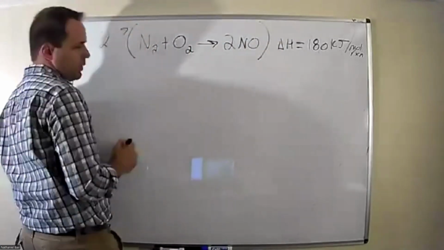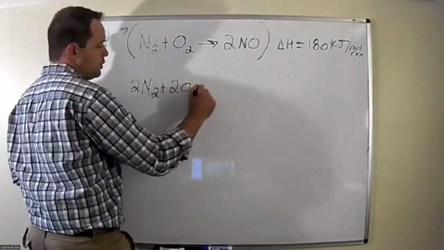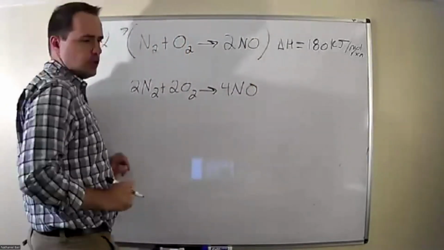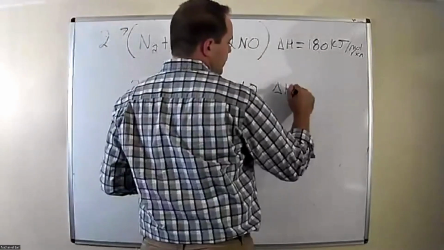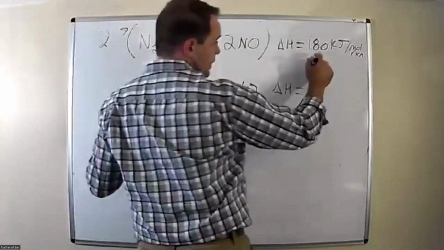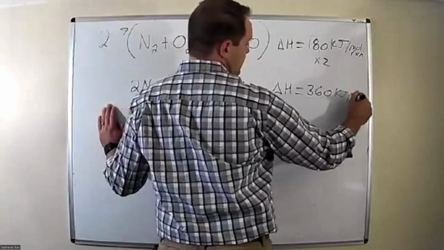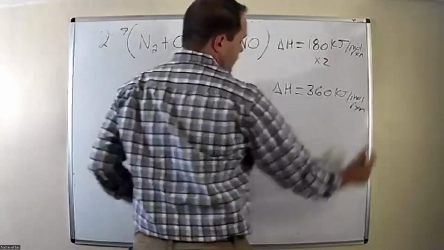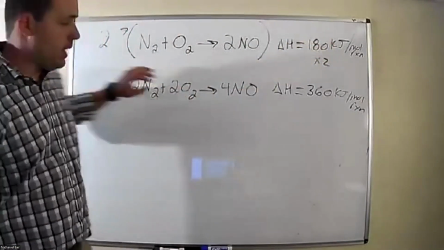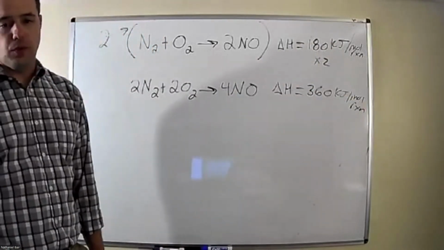So like in math class, I want to distribute. And what if I need 2 N2s to react with 2 O2s to make 4 NOs? What if I need that reaction to happen? Well, then whatever I did to this reaction, which I multiplied by 2, I now need to do that to the enthalpy. I would need to multiply that by 2, so that'd be 360 kilojoules per mole of reaction. So if I'm multiplying everything by 2, then I need to also multiply the enthalpy by 2 as well.